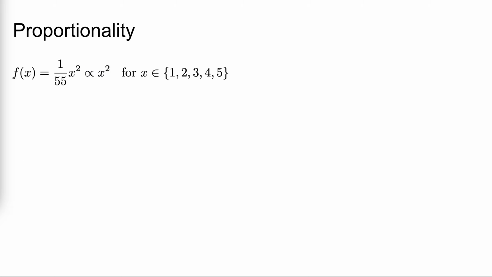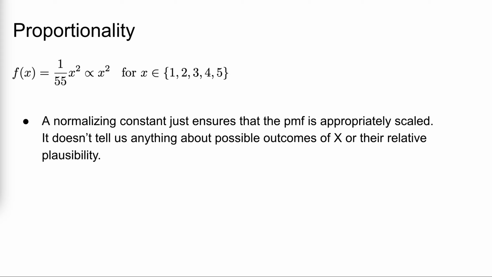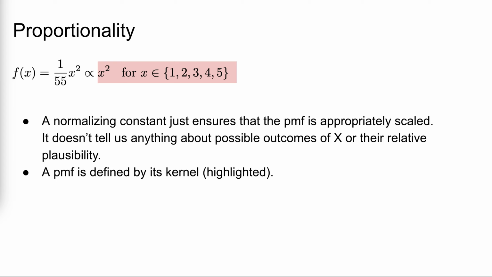In general, a normalizing constant just ensures that a PMF is appropriately scaled. It doesn't tell us anything about the possible outcomes of x or their relative plausibility. All of that important information is defined by the kernel of a PMF. That is, if we know the kernel, we know the PMF, or a PMF is defined by its kernel.